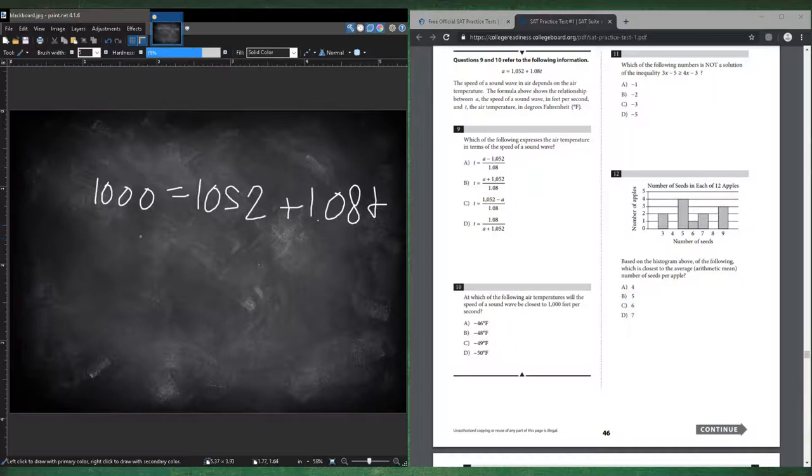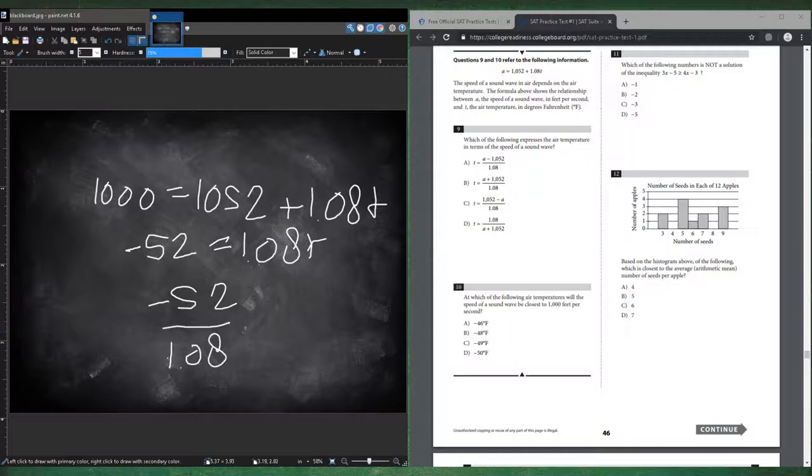So subtract 1,052 from both sides. You get negative 52 is equal to 1.08 T. So negative 52 divided by 1.08, it's approximately negative 48 if you just use your calculator. So the answer would be B.